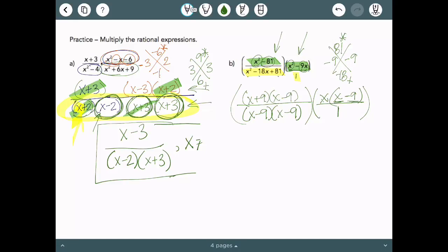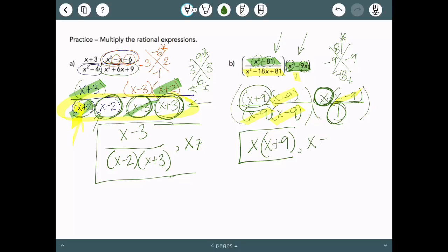I know that I can cancel anything that's exactly the same on the top or the bottom. So I'm going to cancel this x minus 9 with that x minus 9, and I can cancel this x minus 9 with this x minus 9. I can see that I have nothing left over. So I'm going to have my x plus 9, that's this one right here, also multiplied times an x. Anything by itself, I'm going to put right up in front. And then it's over 1. I could put it over 1, or I can just leave it how it is. So I know that that's going to be my answer.